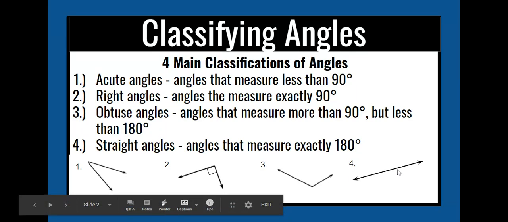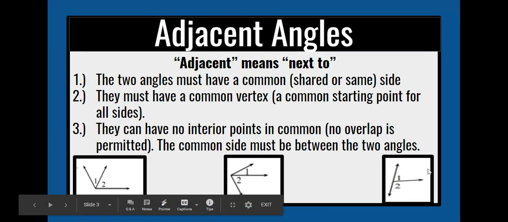And then a straight angle is basically a straight line. The vertex here I don't have in the middle, but it would be going from one side to the other here if we had the vertex in the middle that I forgot to put there, sorry. But that's angles that measure exactly 180 degrees.